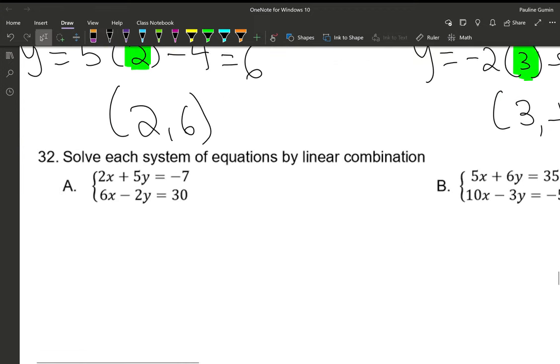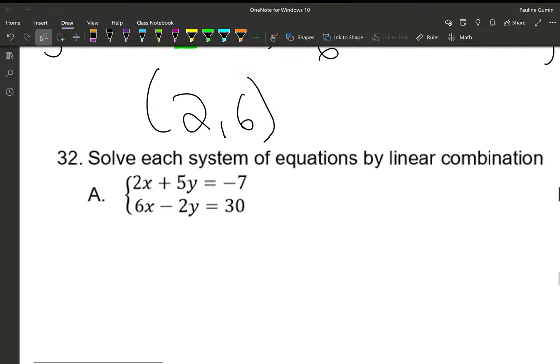All right, number 32, solve each system by linear combination. Now, when I look at these systems, the first thing I look for is one of the variables, either the x's or y's, to have a plus or a minus. Now, it looks to me that the y's currently have a plus and a minus, so plus 5y minus 2y. So I'm going to do something to it to make those y's cancel. What do you think we should do?